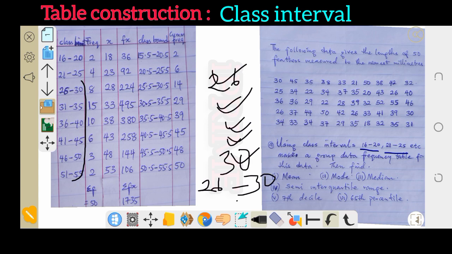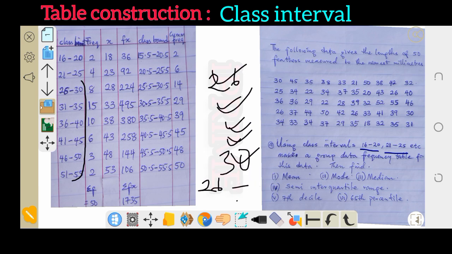This 26 is called the lower class limit. For the first class, we have 16 as the lower class limit, and this 20 is the upper class limit. For the last class, we have 51 as the lower class limit and 55 as the upper class limit. So that is one thing you have to bear in mind.